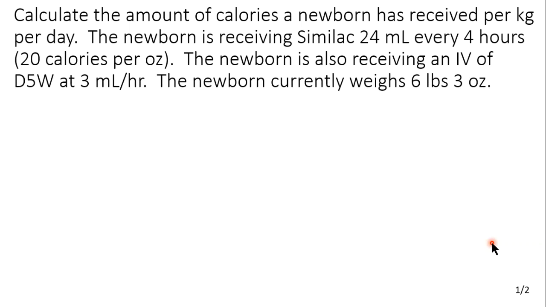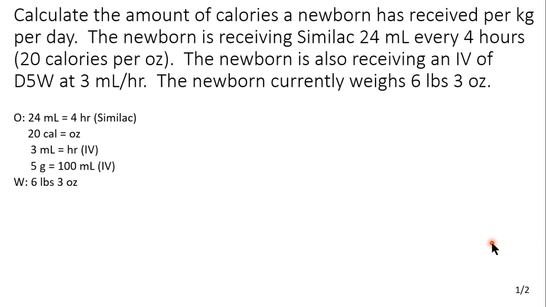Calculate the amount of calories a newborn has received per kilogram per day. The newborn is receiving Similac 24 milliliters every 4 hours with a caloric value of 20 calories per ounce. The newborn is also receiving an IV of D5W, which is the dextrose 5%, at 3 milliliters per hour. And the newborn currently weighs 6 pounds, 3 ounces.